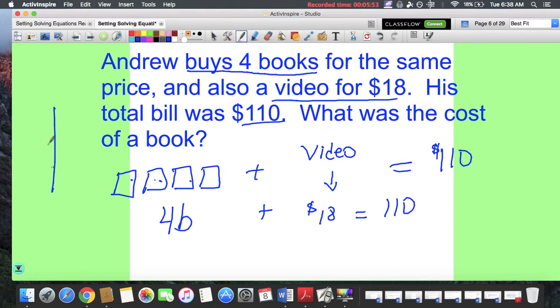Well, if you did a story, you have a variable b, which is multiplied by 4 and then plus 18. That gives you 110. So we're going to use the inverse operation. So we're going to go minus 18. Then divide by 4, because division is the opposite of multiplication, and that's going to give us our answer.